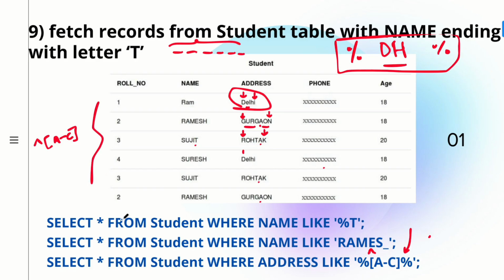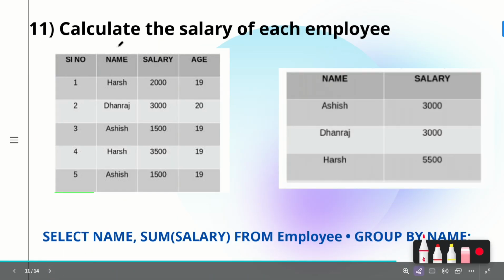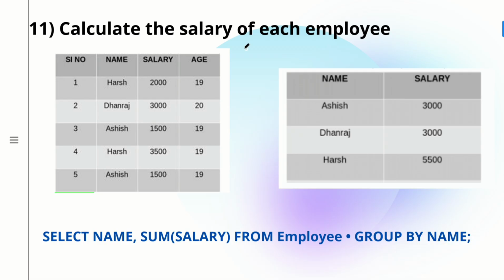Okay, now since we have seen the wildcard operator, let's go to the next question, that is, you are supposed to calculate the salary of each employee. Now this was an easy question. In case you had only these three rows, then this was the easiest question ever, where you can just show whatever the salary is of each employee. But no, there is a catch here. What is the catch? The catch is nothing but duplication.